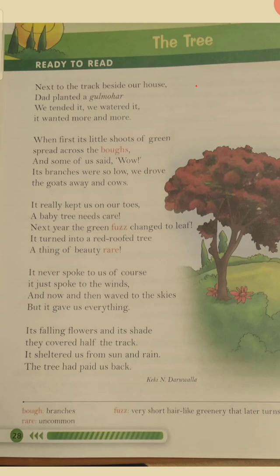So the poet at last says, the tree had paid us back. That means the speaker, his father and the other family members took care of the gulmohar tree from the very beginning. So in return the gulmohar tree gave them everything. It gave them shelter when it was raining. It gave them shade when it was too hot.